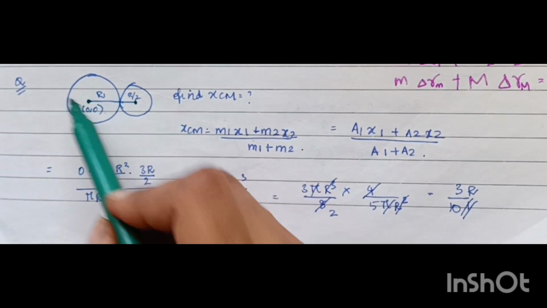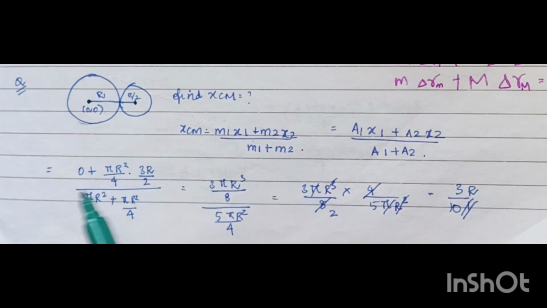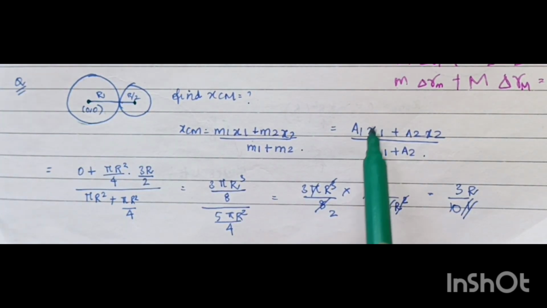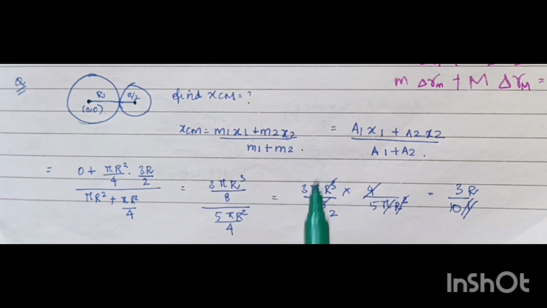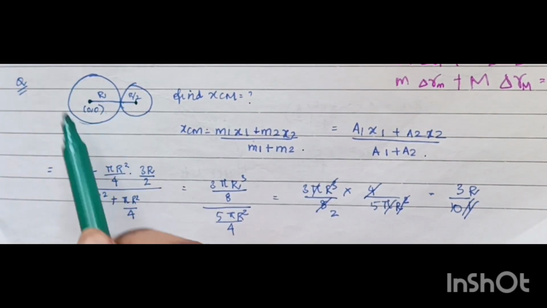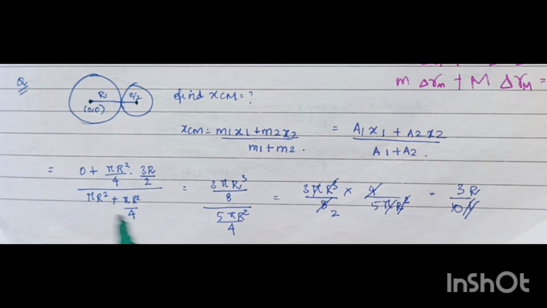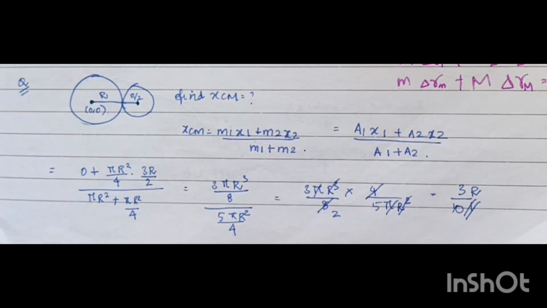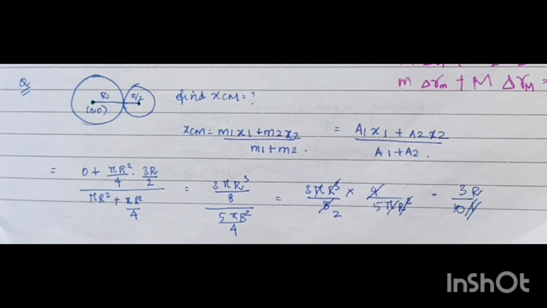What is a1? This is area 1. Here you should not take 0 for the denominator, because previously x was involved, so the whole term went to 0. Now it is not like that. The area of the larger disk is pi r square and the area of the smaller disk is pi r square by 4. So now simplify this, and we get 3 by 10 r. So that is the position of the center of mass.